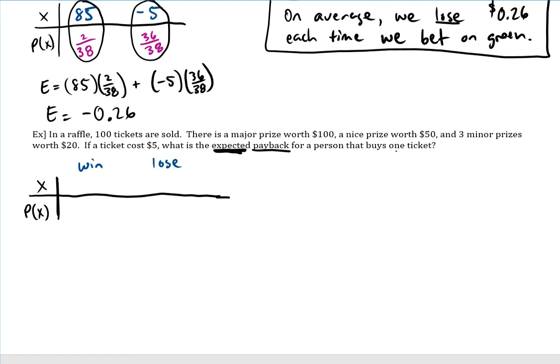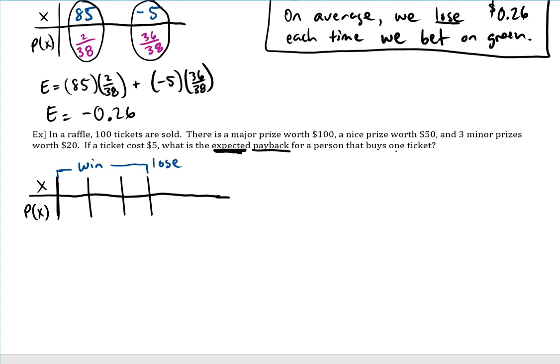Now, there are different ways to win. So there are multiple ways, and let's go ahead. I'm going to make some lines in the table. There are 3 ways to win. There's a major prize, a nice prize, and a minor prize. So let's set that up. This part is the winning, just to label it above. And then over here, the rest of it is losing.